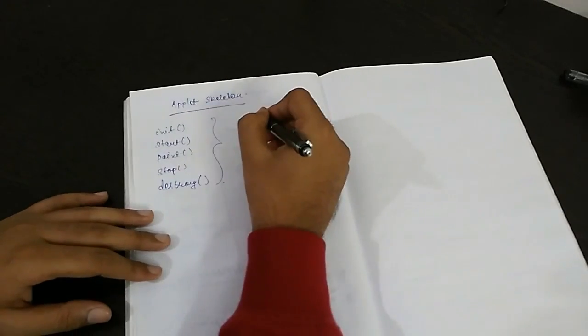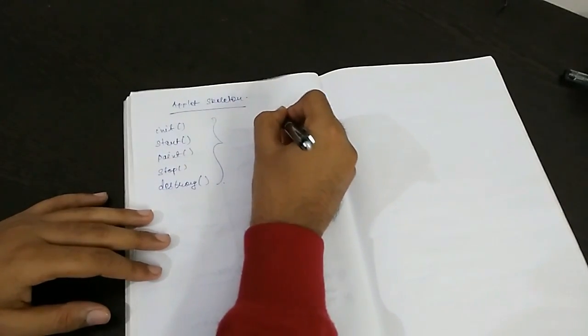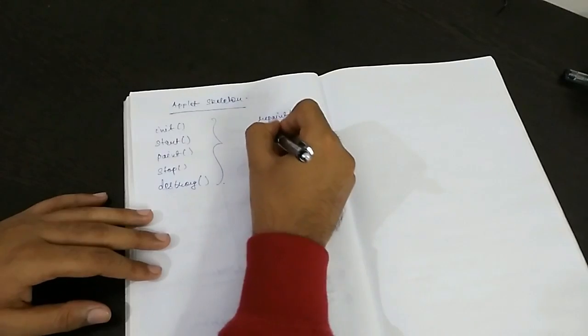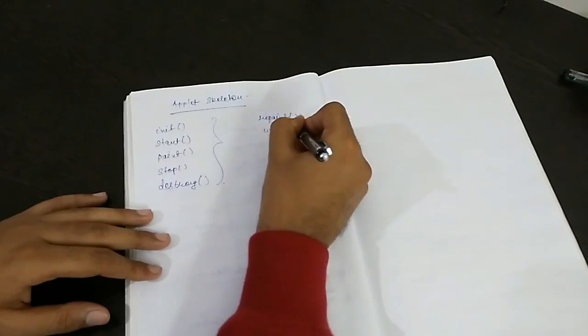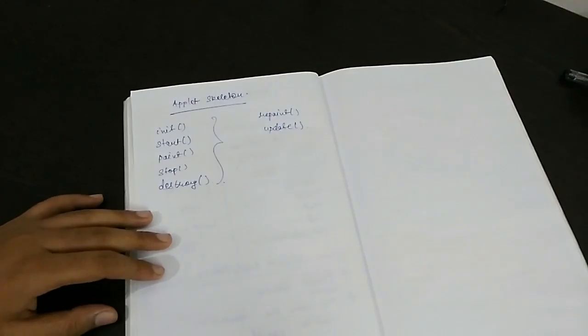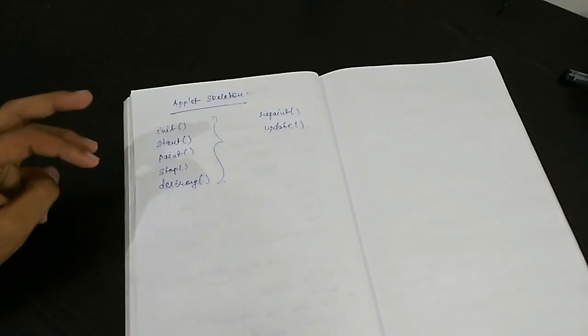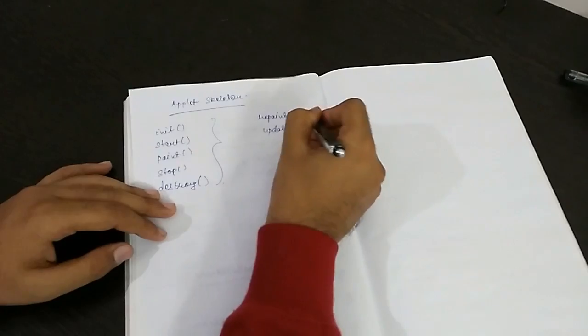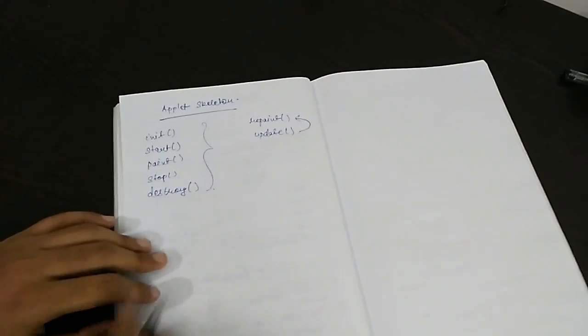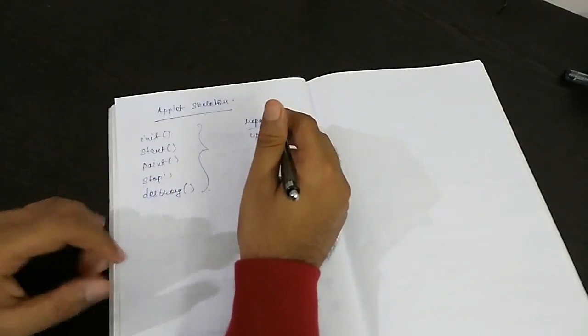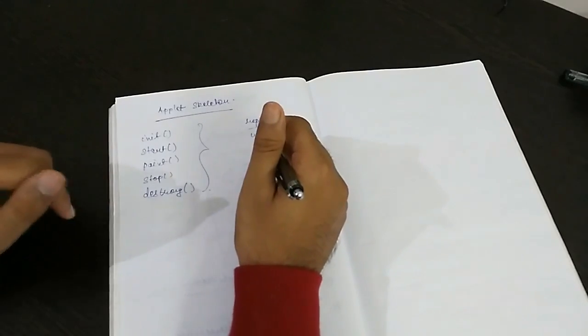And then you have some additional methods, which are repaint and update. As you can see from the name, the update method generally calls the repaint method, and using this repaint method, you can change the content of your applets.